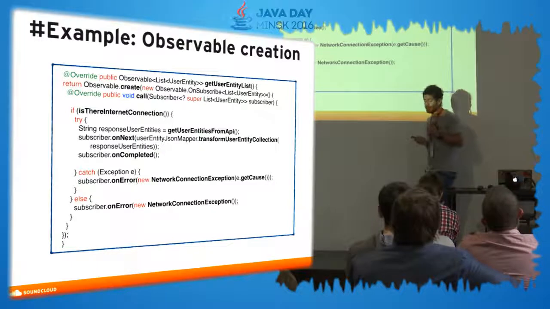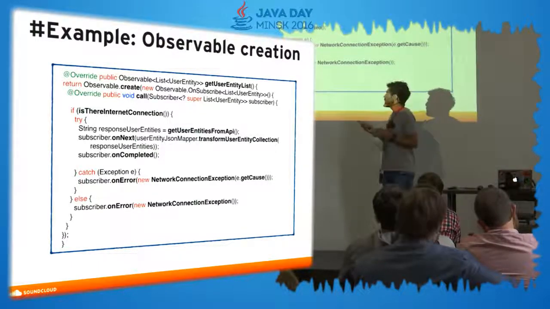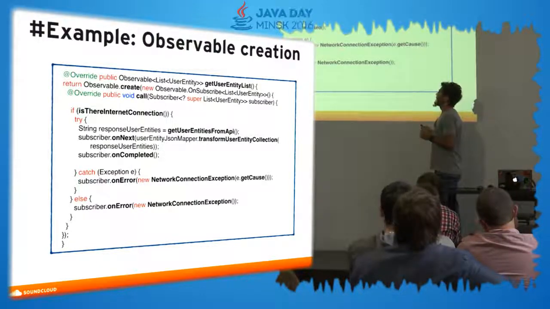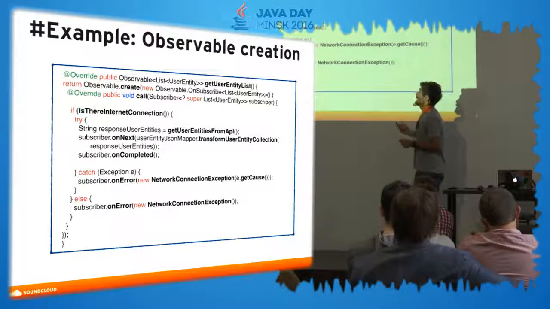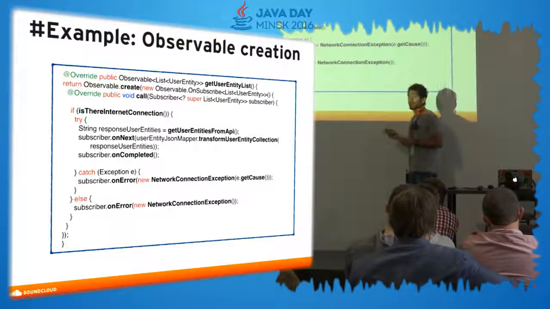But one thing to keep in mind is to not break the observable contract, which means that an observable should always, when it has to emit an item, call onNext on the subscriber. When it completes, it should execute onComplete on the subscriber. And if there's an error, it should execute onError.